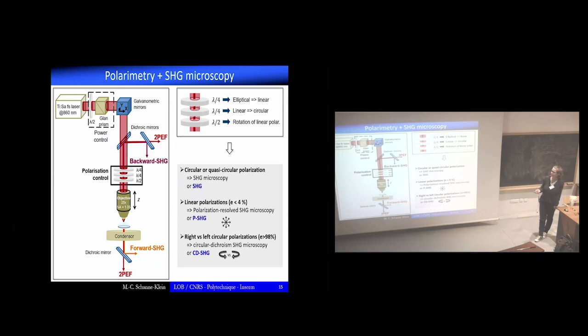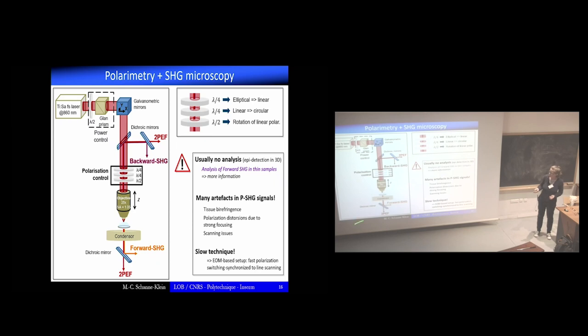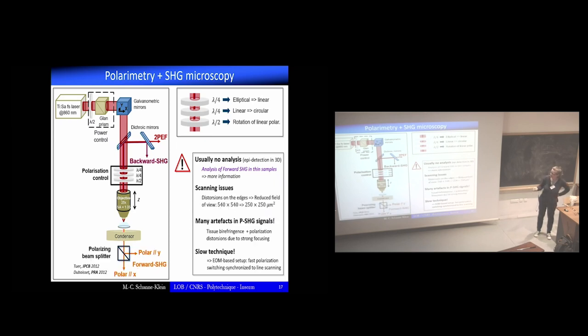adjusts the linear polarization. So we have three ways of performing experiments: either with circular or quasi-circular polarization to mitigate any effect of the direction of the fibers, or with linear polarization that we rotate, or with circular polarization, where we can take the difference between right-handed circular and left-handed circular, and observe some circular dichroism in our experiments.